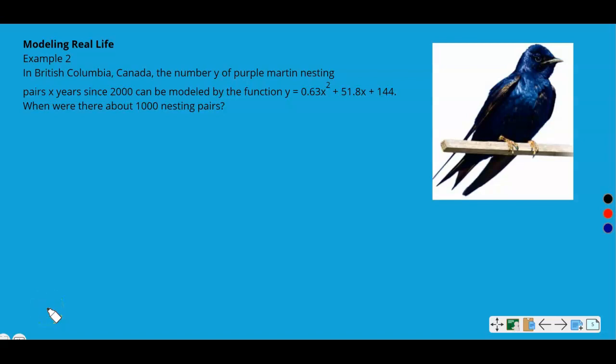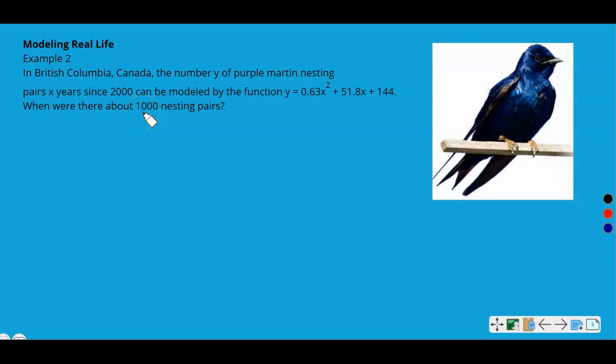Solving quadratic equations using the quadratic formula. This is part 2. All right, example 2. In British Columbia, Canada, the number y of purple martin nesting pairs x years since 2000 can be modeled by the function. When were there about 1,000 nesting pairs?